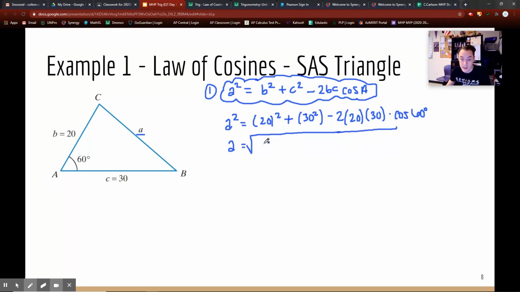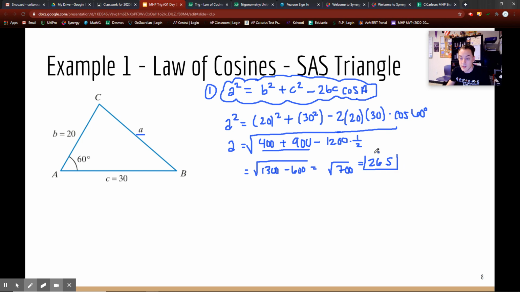I'm going to show you that when I square root this, because this is A, don't forget to square root all of it. This is going to be 400 plus 900, and then minus 1200 times cosine of 60 degrees, which is actually just 1/2. This equals 1300 minus 600. So this becomes radical 700, which equals 26.5 roughly. And that is my A value.